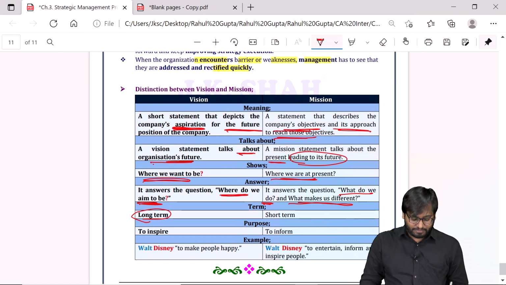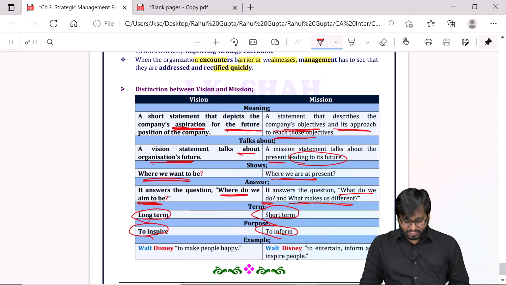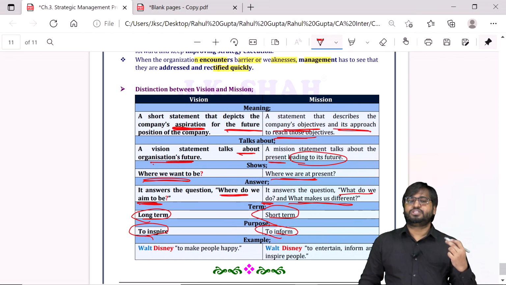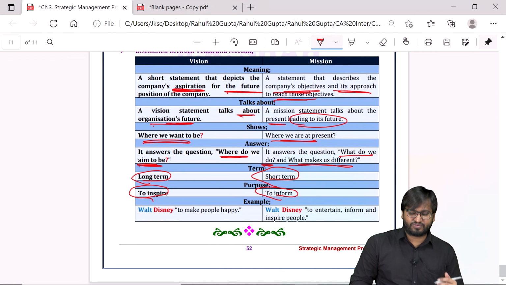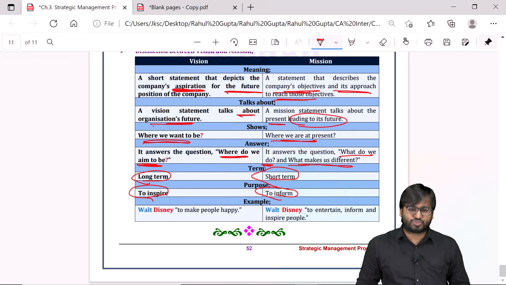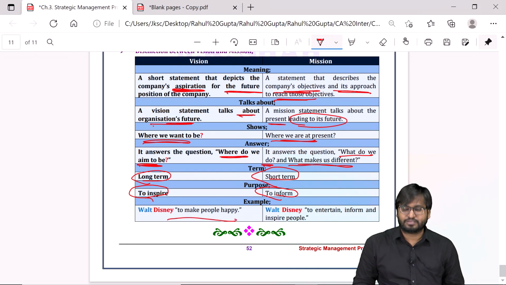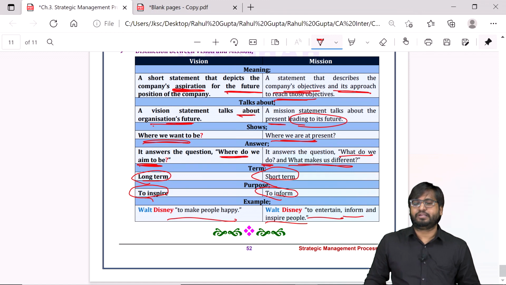Vision is long term, mission is short term. Vision is to inspire, mission is to inform. And I have given one example here. The vision of Disney is to make people happy. The mission of Walt Disney is to entertain, inform and inspire people.